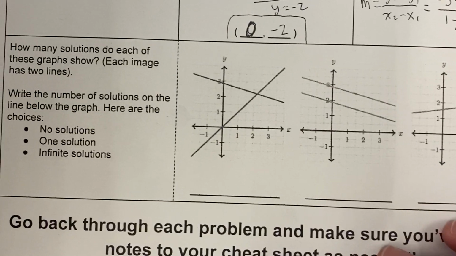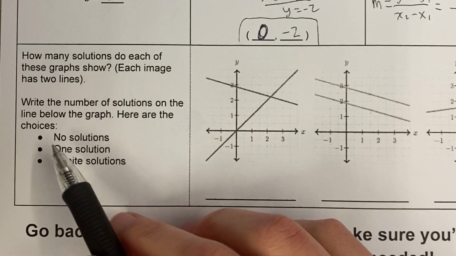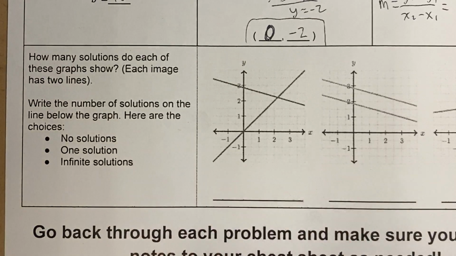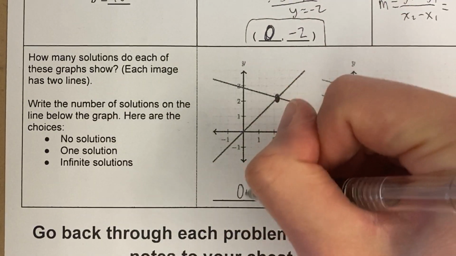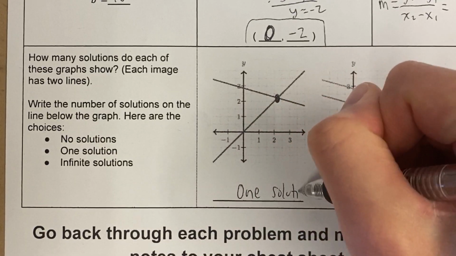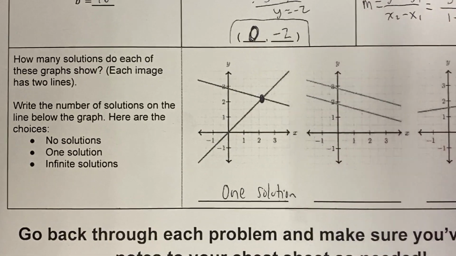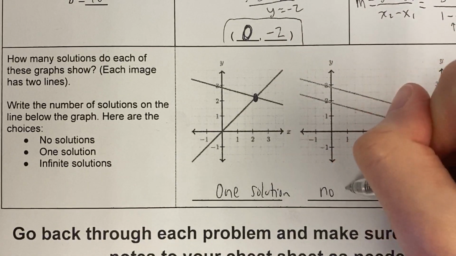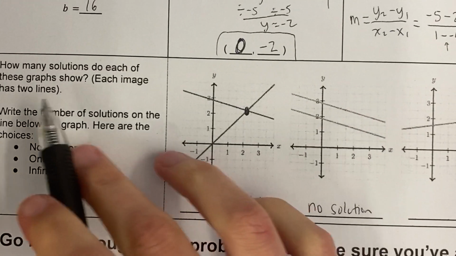Last one. How many solutions do each of these graphs show? Each image has 2 lines. Okay, remember, the solution is where the lines meet. So these 2 lines right here, they meet once. This is one solution. These 2 lines are parallel. They never meet. They'll go on forever. They'll never meet. That's no solution.